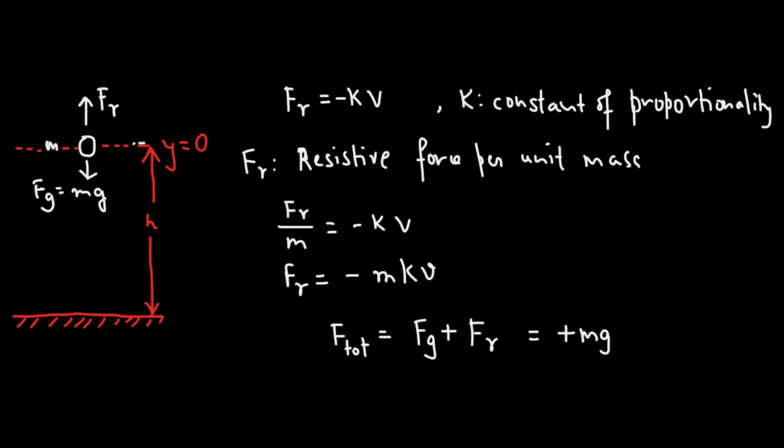There is another scenario: if we had considered the ground as the 0 position and the drop starts from a particular height, then as the raindrop descends downwards, the height is decreasing. In that case, Fg will be equal to negative mg. Fine. So let's proceed with the problem. So F total will be equal to mg minus mkv.